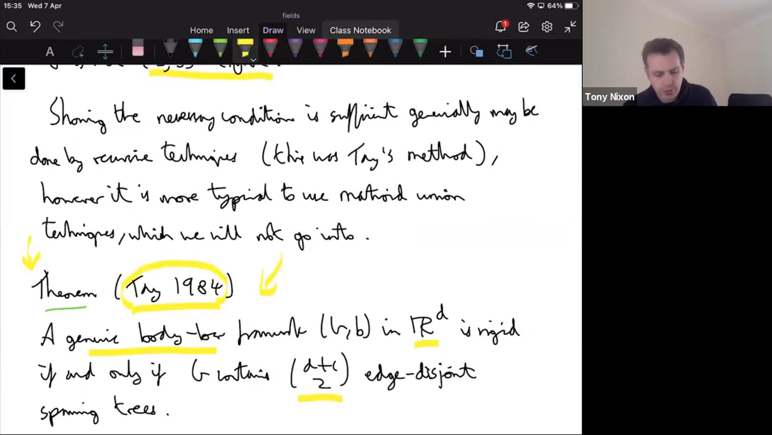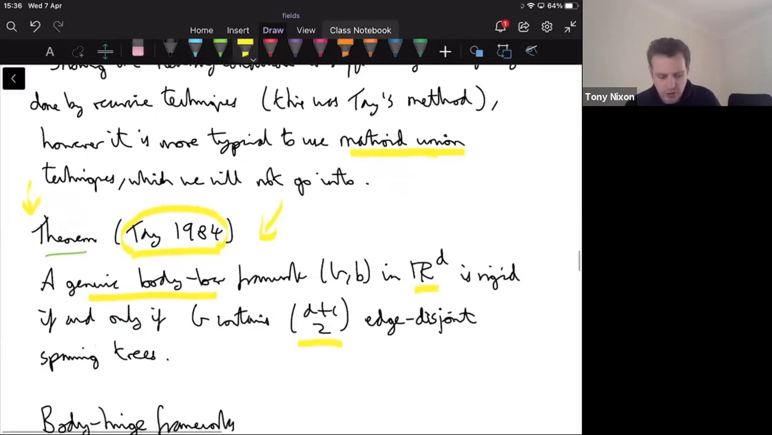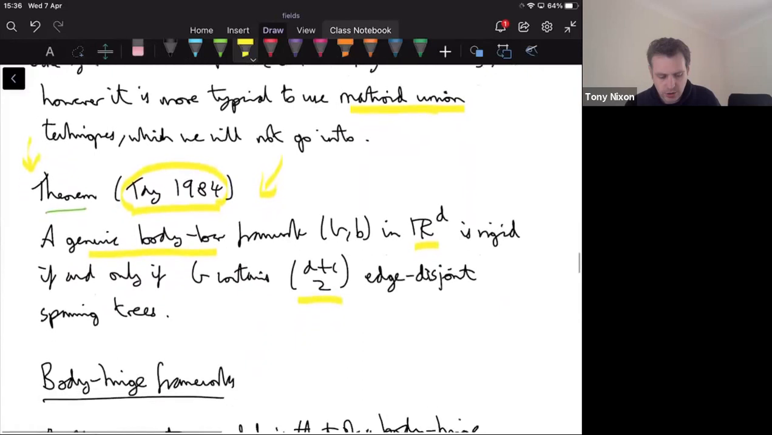In his original paper, Tay used a sort of matroid union idea, and this is really the more natural one that comes up and is used a lot in more recent results in the body-bar context. So if you read the papers, you're more likely to see things about matroid unions and direction networks or frame matroids, but I'm not going to do any proofs in this lecture at all, actually.